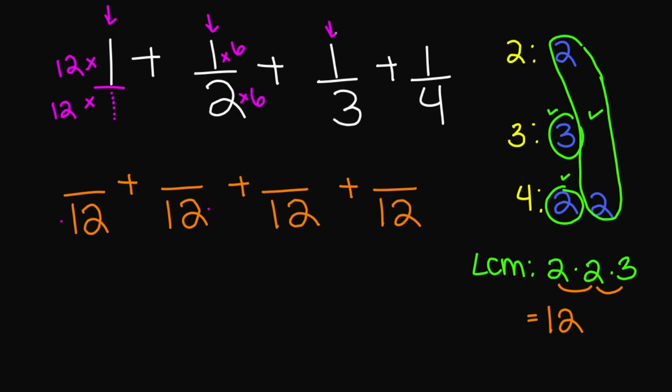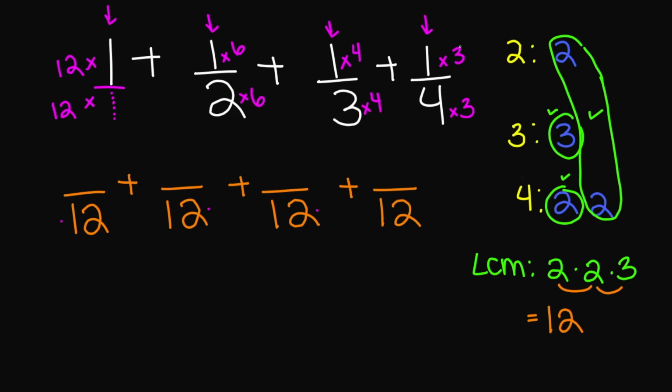My 1 over 3, what number times 3 is going to give me 12 in my denominator? That's going to be the number 4. 3 times 4 will give me 12 in my denominator. So that's perfect. I'm going to multiply top and bottom by the number 4. And then my 1 over 4, what number times 4 is going to give me 12 in my denominator? That's going to be the number 3. 3 times 4 is going to give me 12, so I'm going to multiply top and bottom here by the number 3.